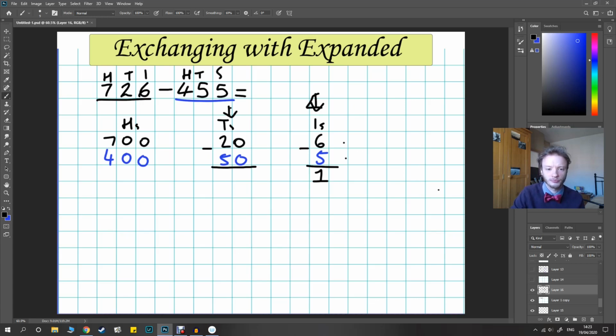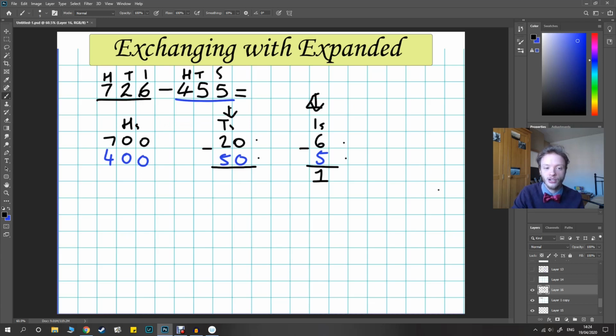Not going to work. So I'm going to have to exchange, because the top number is smaller than the bottom number. I can't exchange from the ones, that wouldn't help. If I took a 1 from the 6, that would make that 21. 21 to go 50, no better. So we are always going to exchange from the next highest column. For tens it would be hundreds, for hundreds it would be thousands.